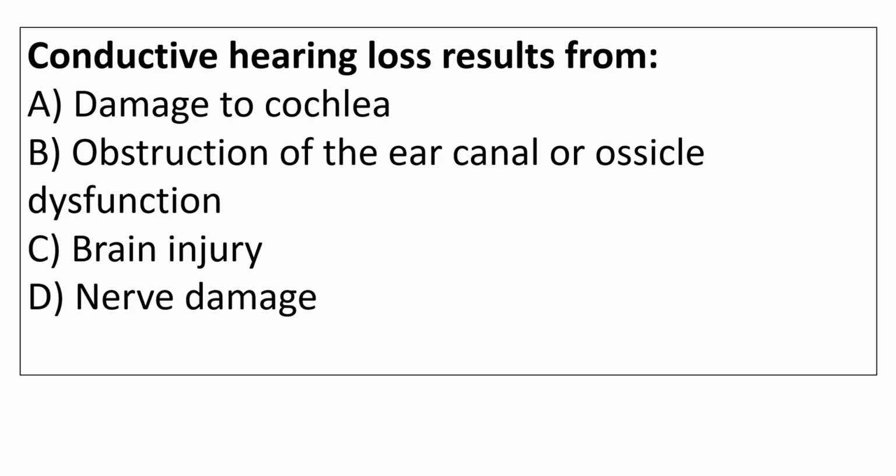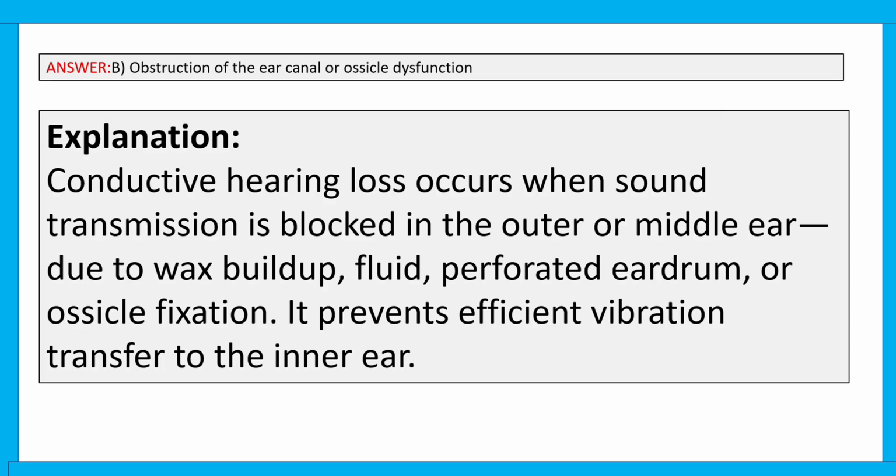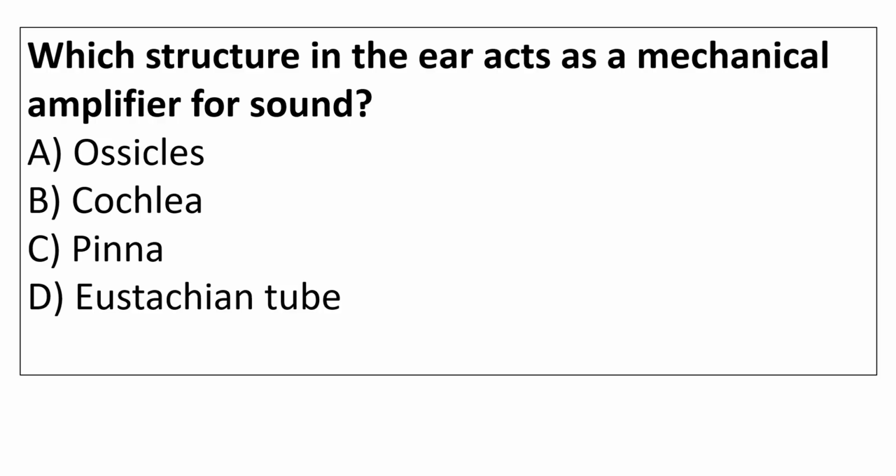Conductive hearing loss results from option A, damage to the cochlea, option B, obstruction of the ear canal or ossicle dysfunction, option C, brain injury. The right answer is option B, obstruction of the ear canal or ossicle dysfunction. Explanation: conductive hearing loss occurs when sound transmission is blocked in the outer or middle ear due to wax buildup, fluid, a perforated eardrum, or ossicular fixation. It prevents efficient vibration transfer to the inner ear.